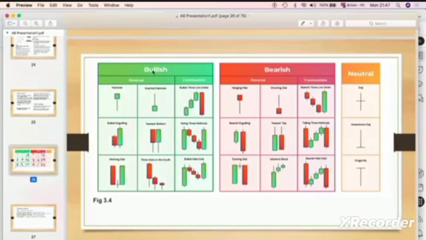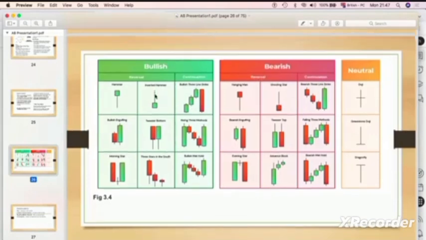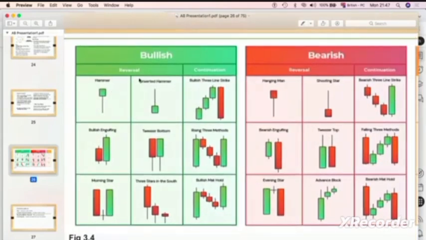When you see these patterns here, there are reversal patterns and we have continuation patterns. We also have the bearish patterns, which likewise have the reversal and the continuation. So the first candle we'll be talking about is our hammer, which is a reversal pattern, and we also have an inverted hammer.